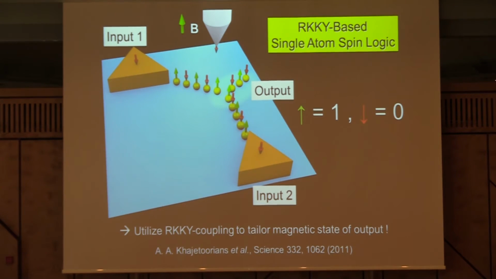This is work by Alex Khajetoorians, which we reported already 5 years ago, where we made use of ferromagnetic islands as input gates, and then we transferred the information along antiferromagnetically coupled spin chains to a central region where we could do the computation and then use this atom as an output state atom, which we were looking at in response to a magnetization change in the input gates.